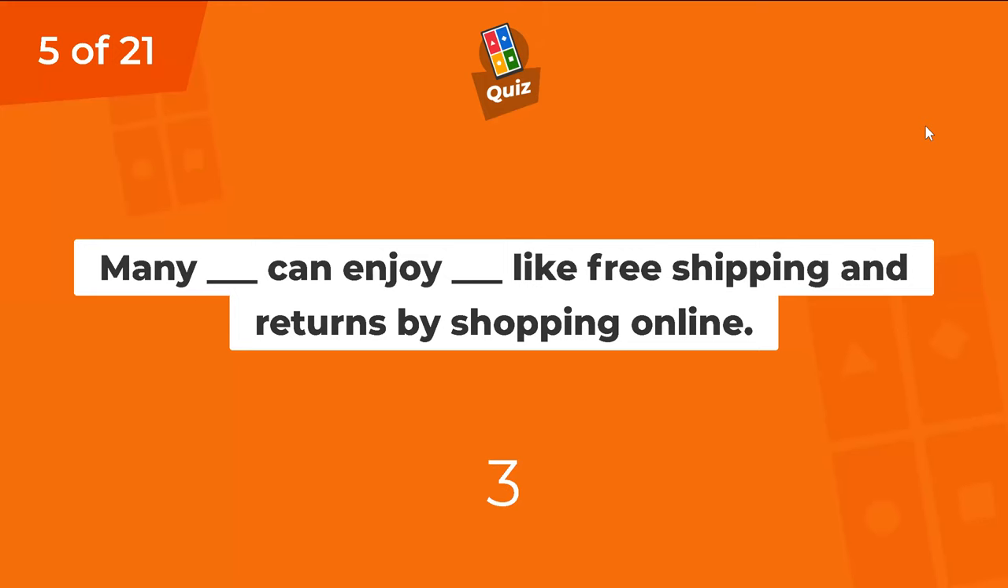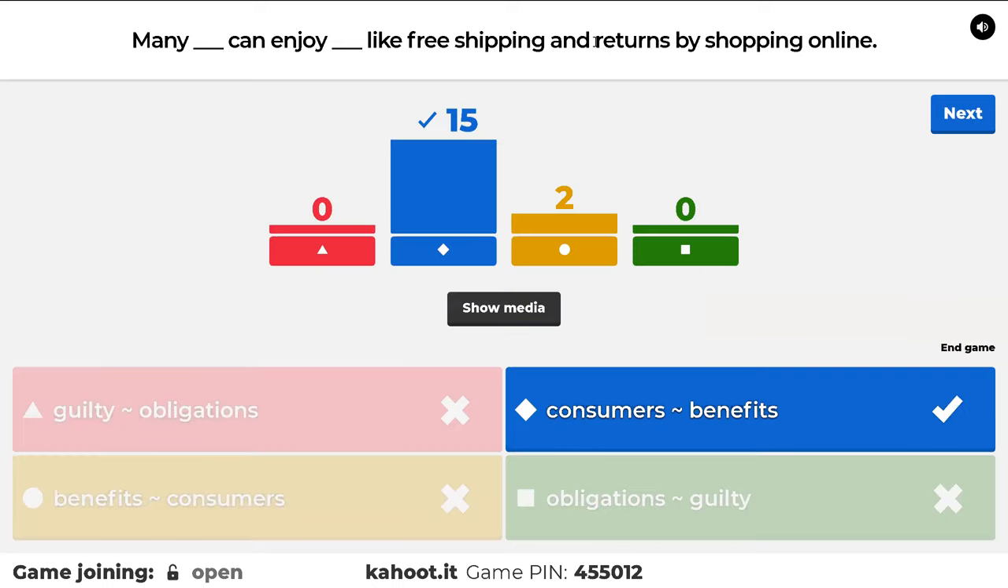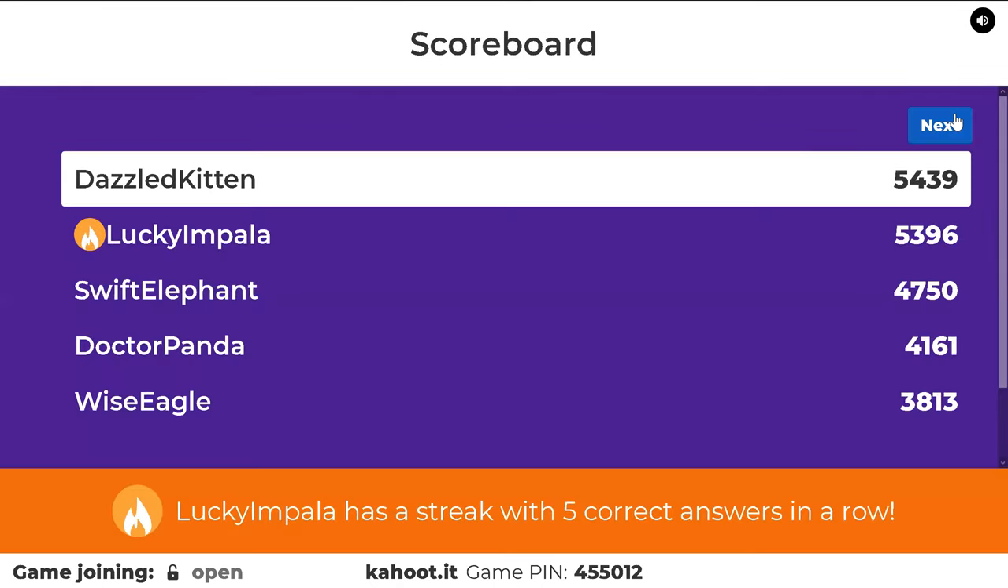Many blank can enjoy blank like free shipping and returns by shopping online. So this is free shipping of packages and free returns of packages. I know returns is confusing here, but free package returns. All right, consumers, right? Many consumers can enjoy benefits like free shipping and returns by shopping online. Good. Ooh, Lucky Impala is getting the bonus points now.